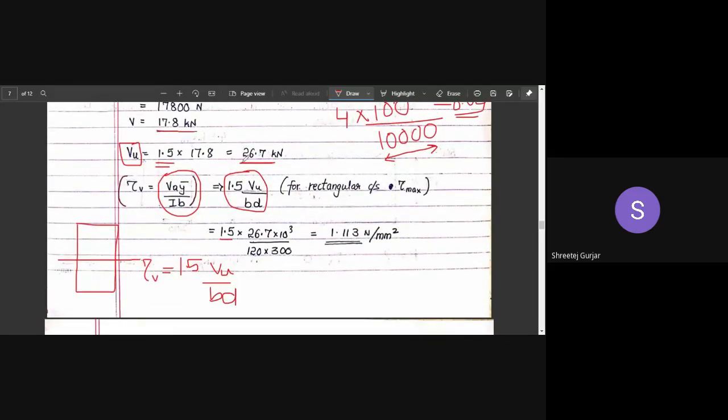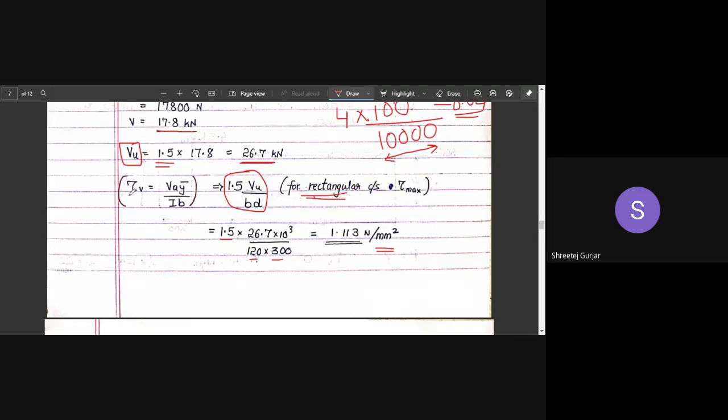So what is VU? 26.7, which I have substituted, multiplied by 1000 to convert kilonewton to Newton. Then B into D you can directly substitute. This is the overall depth of the beam, the overall cross-sectional dimensions, not the cross-sectional area of this particular shaded area. It is the overall dimension of the beam, 120 into 300. So we get 1.11 Newton per mm squared. Instead of substituting in the big formula, you can directly calculate this when you want to find the shear stress at the neutral axis in a rectangular section, remember.